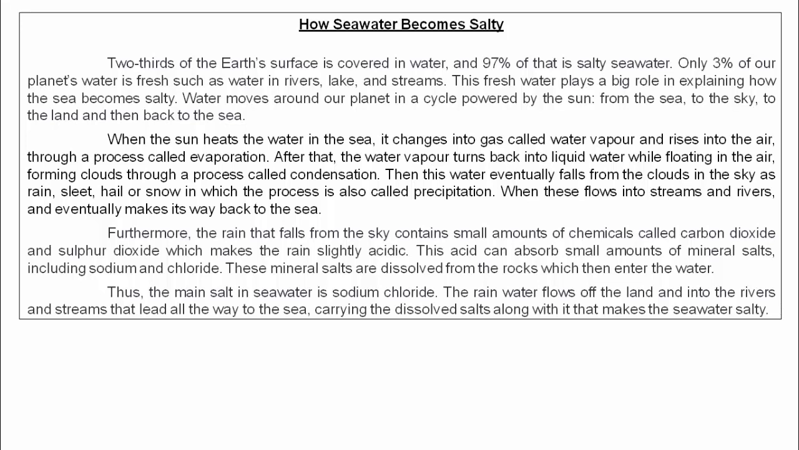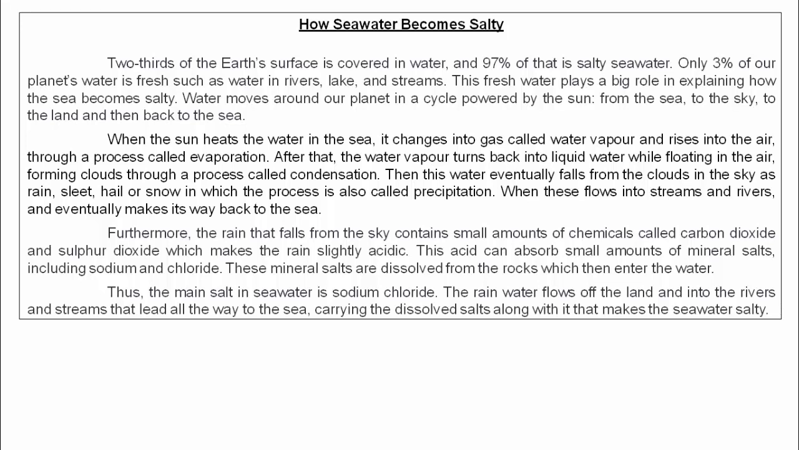How seawater becomes salty. 2/3 of the Earth's surface is covered in water, and 97% of that is salty seawater. Only 3% of our planet's water is fresh, such as water in rivers, lakes, and streams. This fresh water plays a big role in explaining how the sea becomes salty. Water moves around our planet in a cycle powered by the sun, from the sea to the sky to the land and then back to the sea.